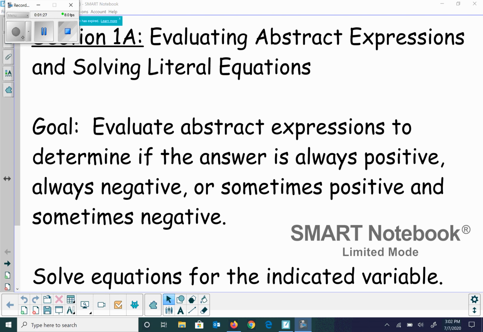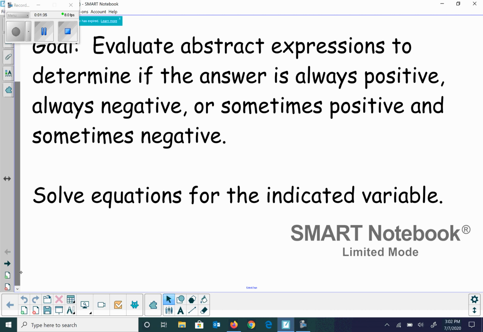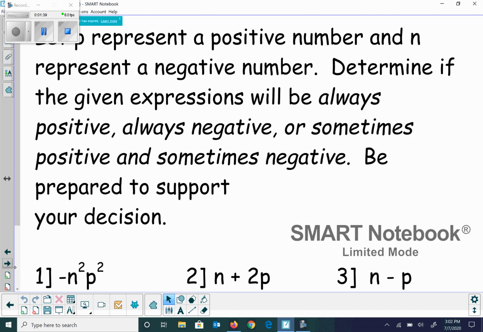Okay, so we're going to evaluate expressions to determine if the answer is always positive, always negative, sometimes positive, or sometimes negative. And let's go through. So solve the equations for the indicated variable. Okay, so first one, let me move this down so we don't have to see it. Once our licenses expire, the Smart Notebook limited mode will go away once I start making these during the school year, but I'm actually making these in July right now.